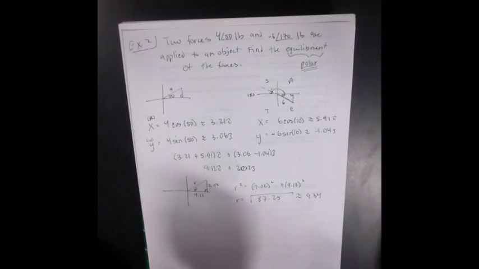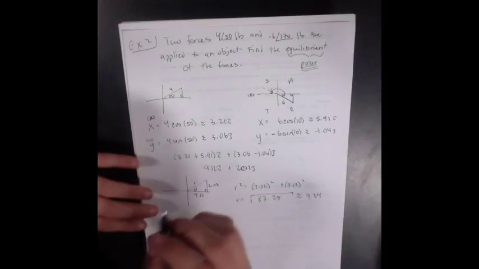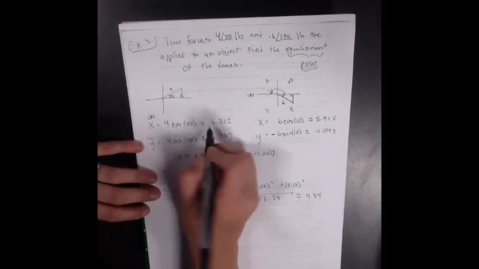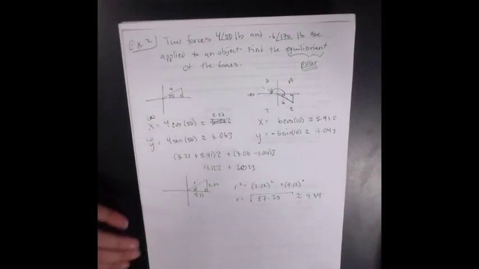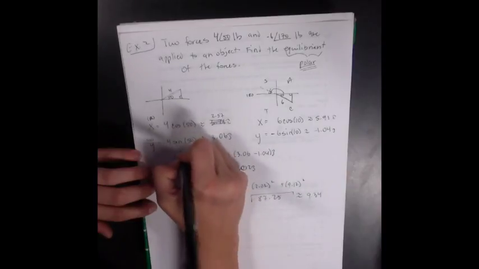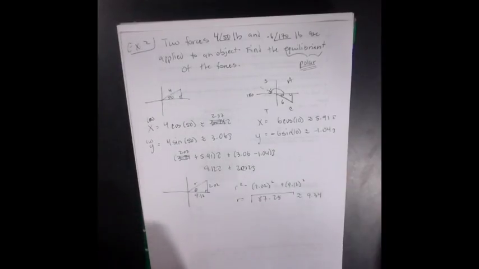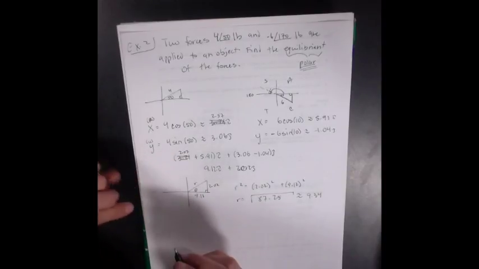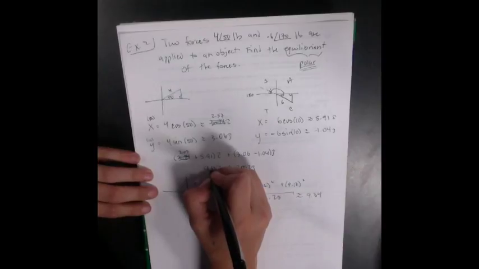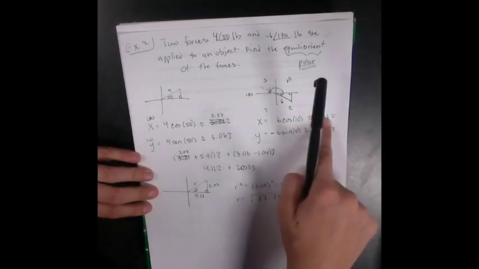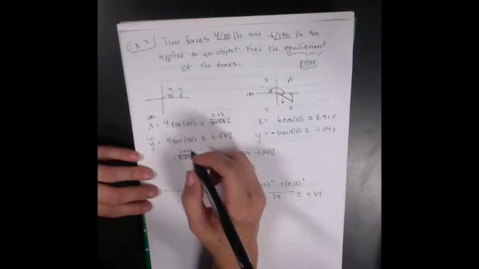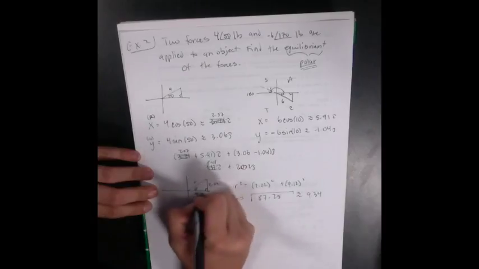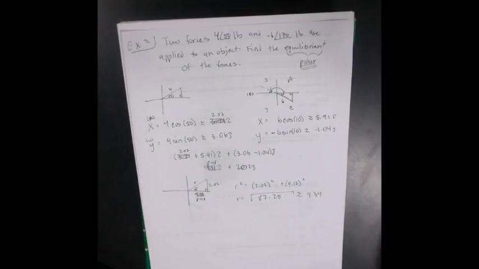And then, oops. Go back up here. Sorry, guys. I realized I made a mistake. This should be 2.57, not 3.21. So we would have 2.57 plus 3.06, which gives me 2.57 plus 5.91. I should actually have 8.48 here. Sorry guys, the i hat term is 8.48.